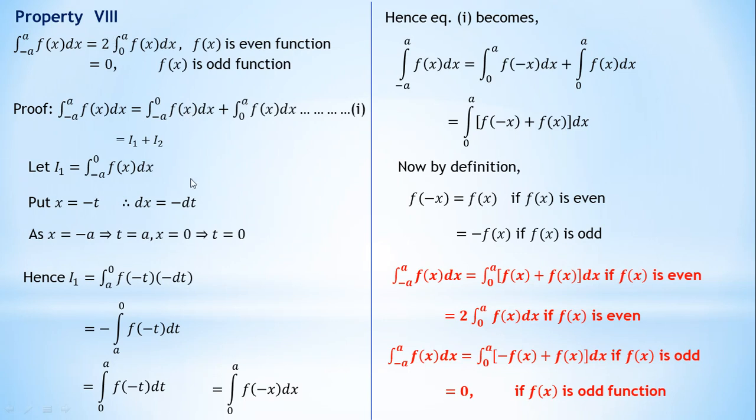So see the proof of this property. It depends on the even function and odd function. This is the definition of even and odd function that we have to use here. First of all, you have to convert the given integration LHS into I1 plus I2, and you have to change I1, and then by applying the definition of even and odd function, we get 2 cases here. For even we get this integration, and for odd function it will be 0.